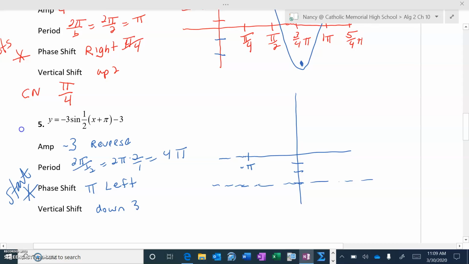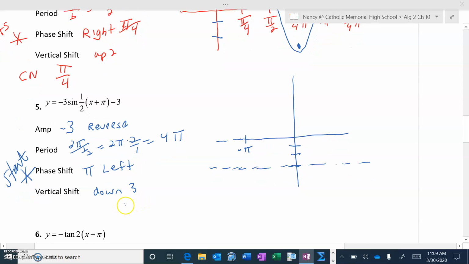And then I'm going to take my period, which is 4 pi, and to get my critical numbers, I'm going to go 4 pi divided by 4, which is 1 pi. So now I'm just going to keep adding 1 pi to where I'm going to start so that I can get 5 critical numbers. So -1 pi plus 1 pi is 0. 0 plus 1 pi is 1 pi. 1 pi plus 1 pi is 2 pi. And 2 pi plus 1 pi is 3 pi. So those are your critical numbers.